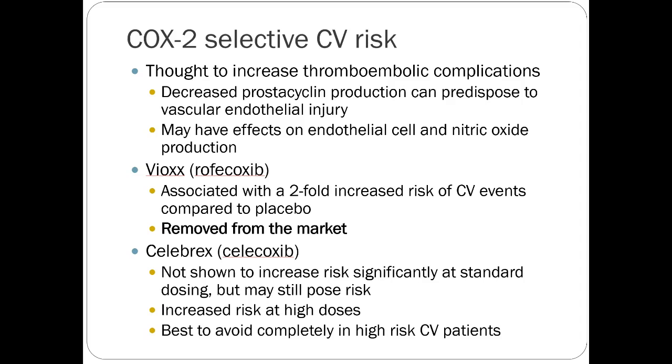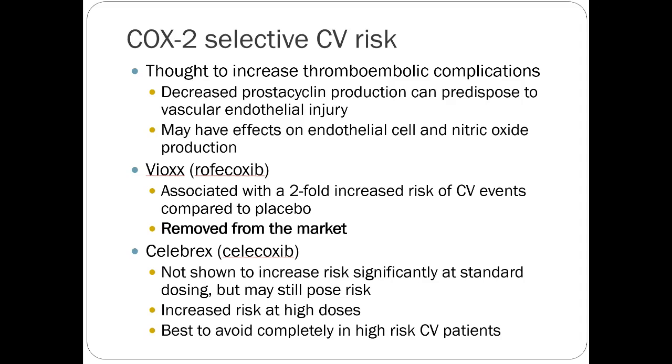Okay, so I mentioned COX-2 selective drugs are good if you want to avoid a GI bleed. However, I also mentioned that Vioxx was a drug that was taken off the market for some reasons. And the reason is because there's a thought that COX-2 selective NSAIDs increase cardiovascular risk. So thought to increase thromboembolic related complications due to decreased prostacyclin production, which can predispose you to vascular endothelial injury and some other things. Vioxx was on the market at the same time as Celebrex was, and it was shown to have a twofold increased risk of CV events compared to placebo. They pulled it from the market.